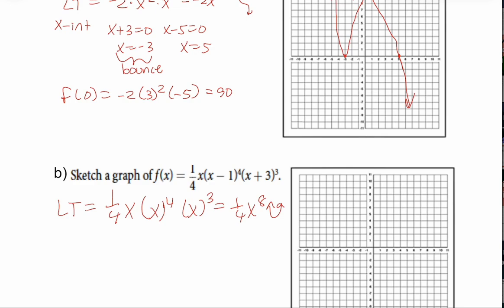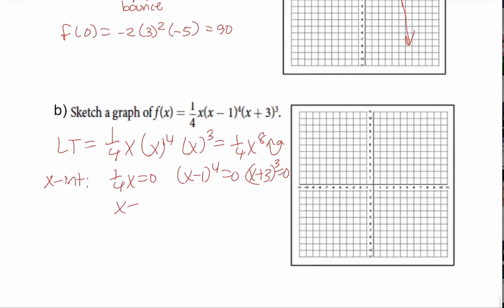Now, what are our zeros, our x-intercepts? Well, it's where 1/4 x equals 0 and x minus 1 to the 4th equals 0 and x plus 3 to the 3rd equals 0. Okay, so this is just 0. Multiply by 4 on both sides, you still get 0. This is where x minus 1 equals 0, which is 1, but that was an even power originally, so that is a bounce. Now x plus 3 equals 0 at negative 3. That was originally an odd power of 3, so this is a pass-through.